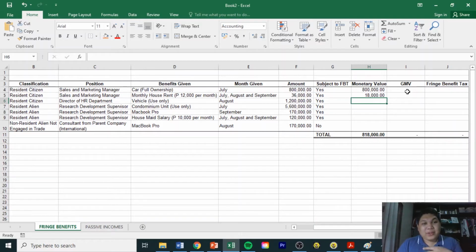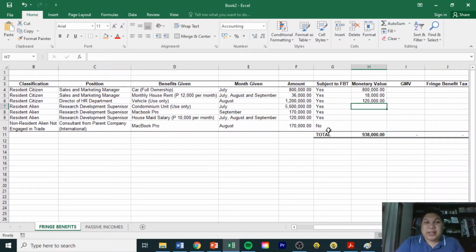Then we have here a vehicle where the use only was granted to the employee. Therefore, we will divide this 1.2 million by 5 years. If you are confused why we should divide by 5 years, please watch the other video, because we discussed in the first video that personal properties are going to be divided by 5 years, and divided by 2, especially if only the usufruct of that property is being granted to the employee. So again, 1.2 million divided by 5 divided by 2.